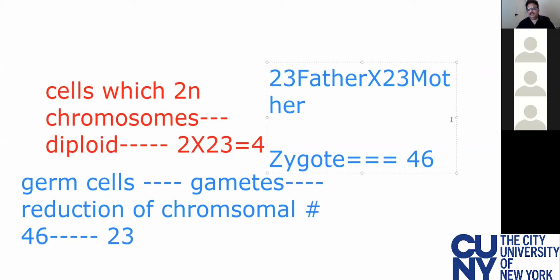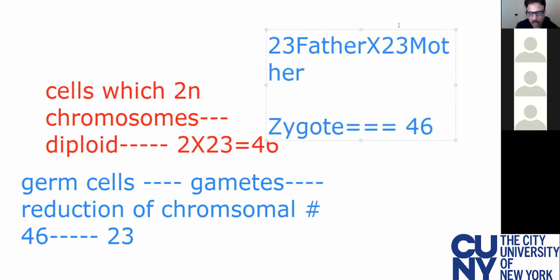So diploid is two sets of chromosomes. In humans, all those cells that have 46 chromosomes, or 23 pairs of chromosomes, are diploid. Germ cells give rise to gametes, and formation of gametes is dependent upon meiosis. In gametes, there is a reduction of chromosomal number by half due to meiosis. So that's the difference between haploid and diploid cells. A hair follicle or a skin cell is a diploid cell with 46 chromosomes. But gametes, whether sperm in males or eggs in females, have undergone meiosis, so they are haploid cells.